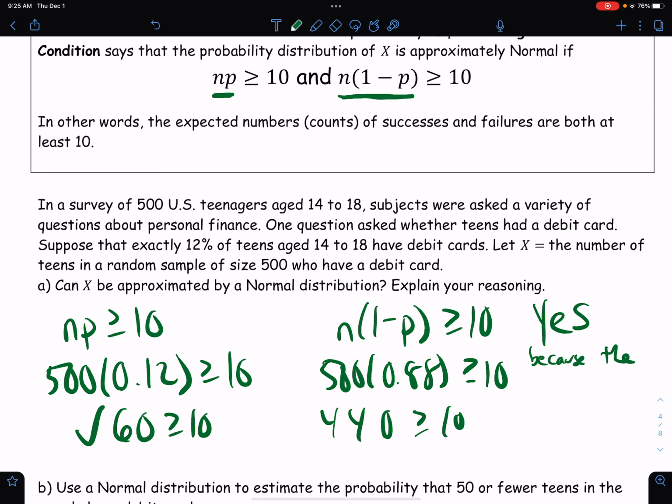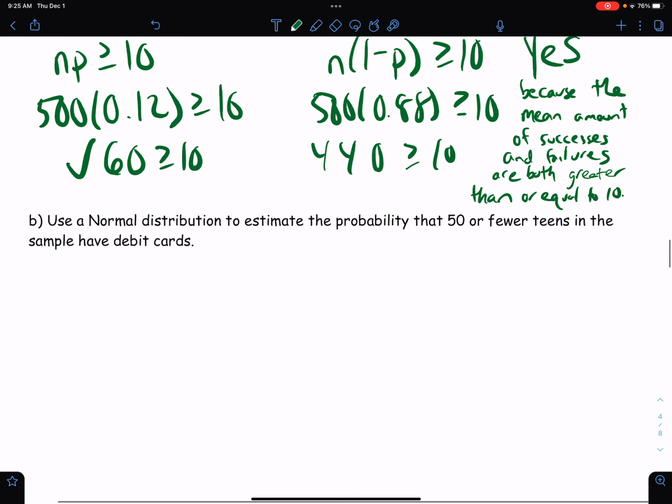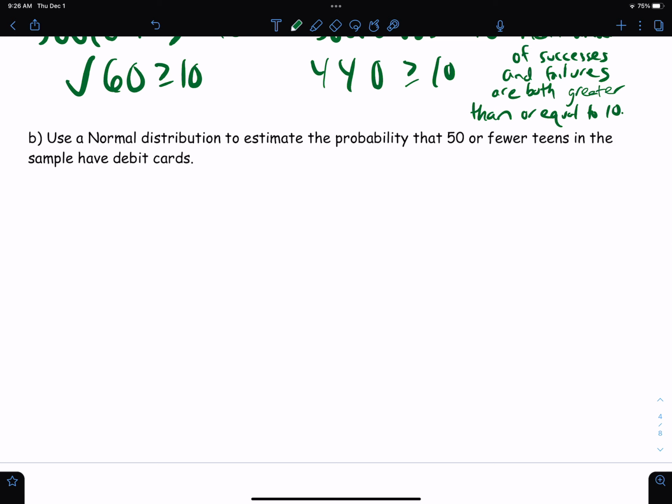It makes you explain your reasoning, because the mean amount, or expected amount, of successes and failures are both greater than 10. Greater than, or you can say greater than or equal to. So now we can use our normal distribution to approximate the binomial distribution.